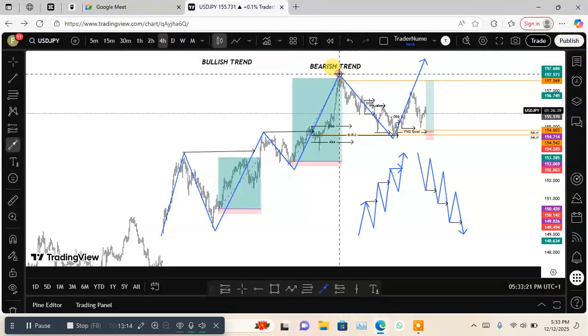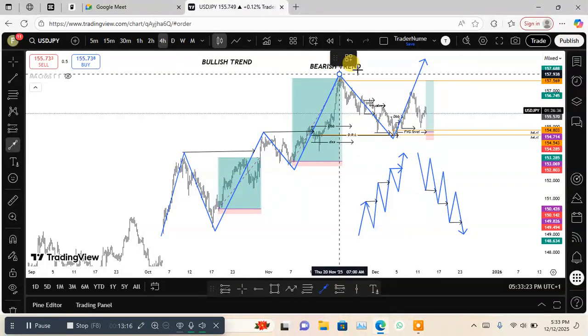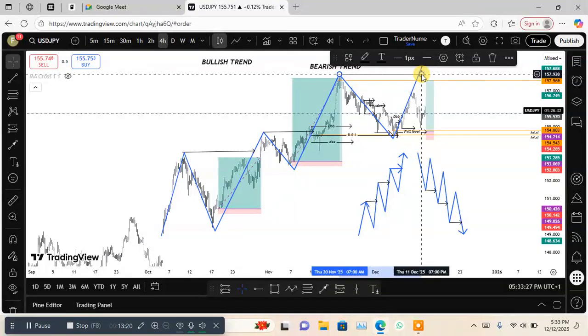So if I flip this over, it's the same thing for the bearish trend. Now I'm going to flip it over using the inverse.